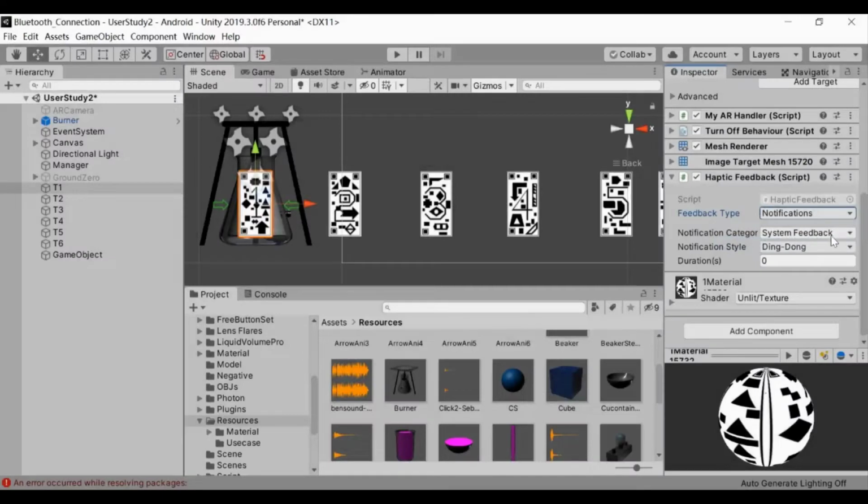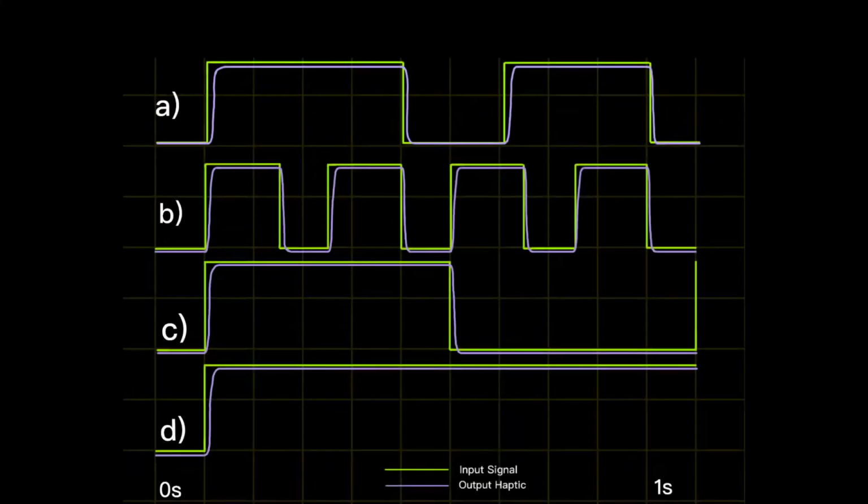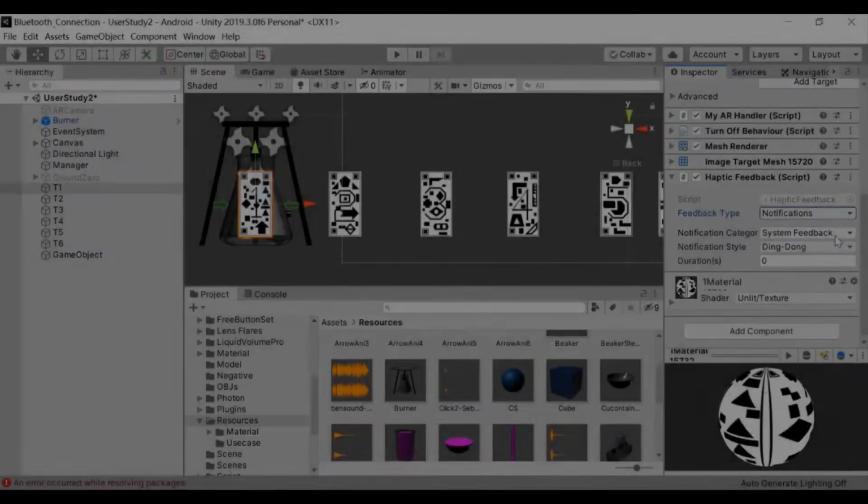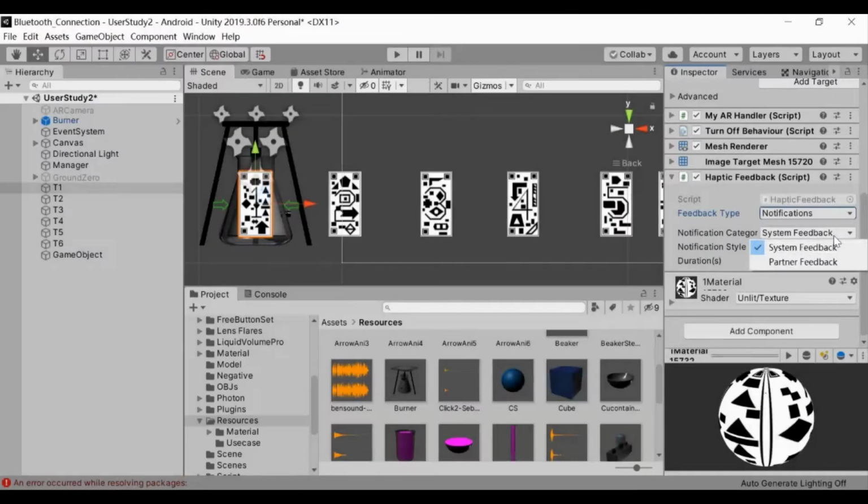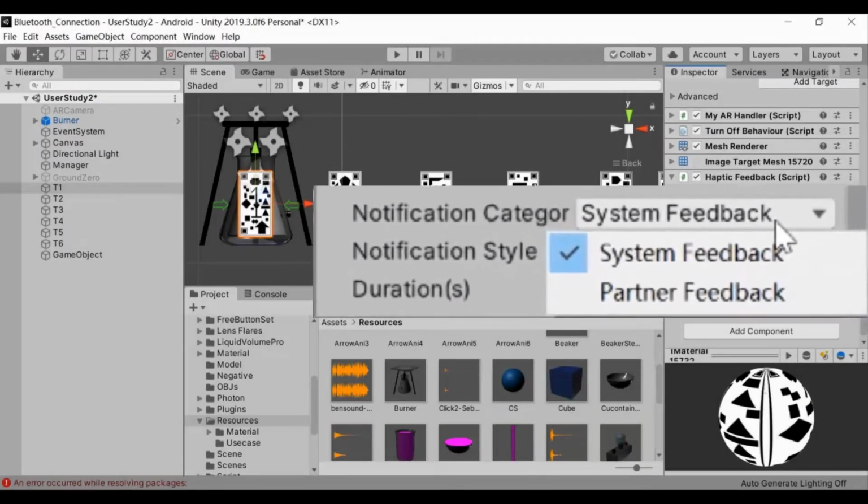Notification feedback provides users with awareness of hints and cues from the virtual world. Our 4 built-in patterns are ding-dong, beep, interval, non-stop. We divide this feedback into 2 categories: system feedback, which is predefined by the instructor, and partner feedback, which can be used by students to signal to their partners.